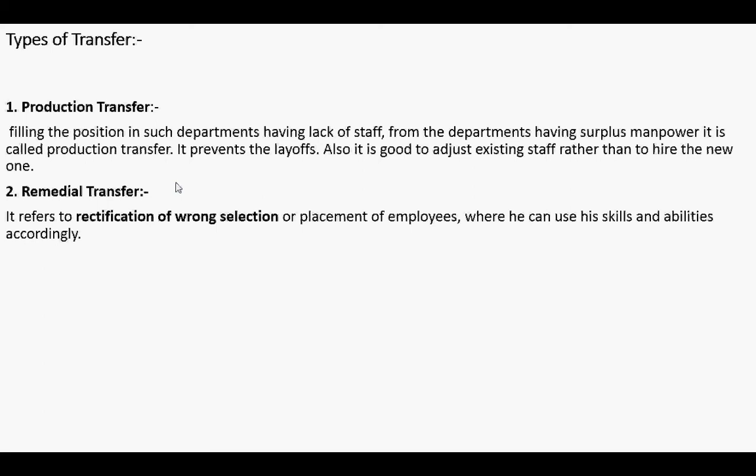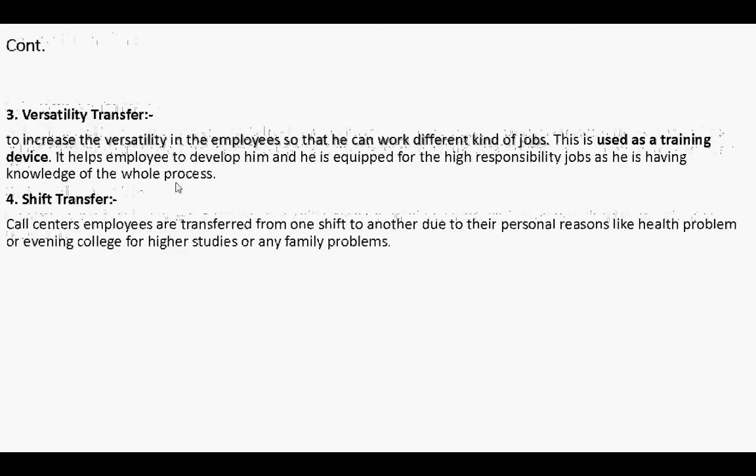Another type of transfer is remedial transfer. It refers to rectification of wrong selection. Sometimes there might be a mistake by the HR department in placing an employee wrongly, where he cannot use his skills and abilities accordingly. That might be the reason why remedial transfer is there, in order to rectify the mistakes which happen in wrong selection activities.